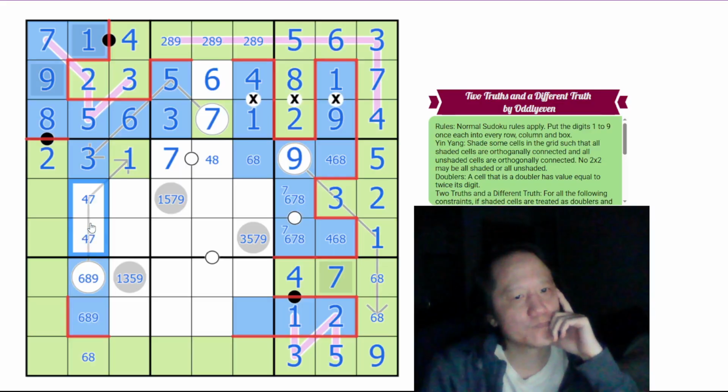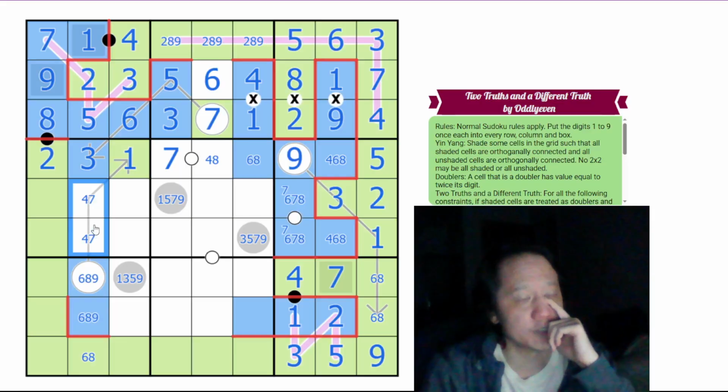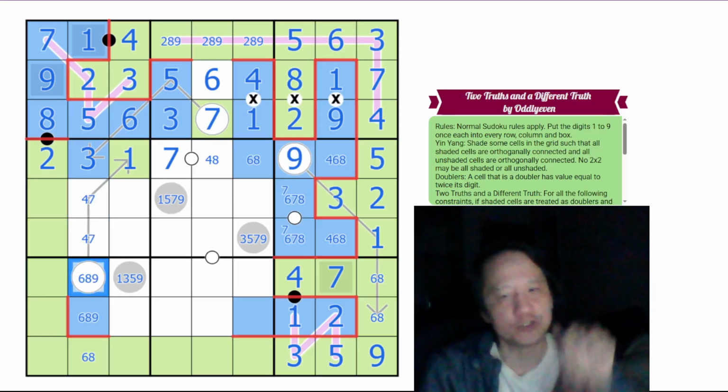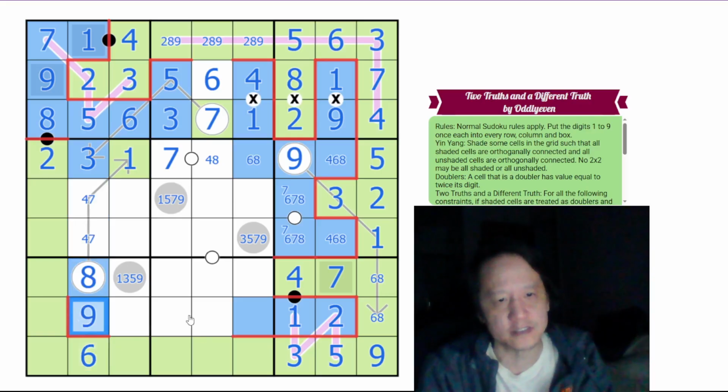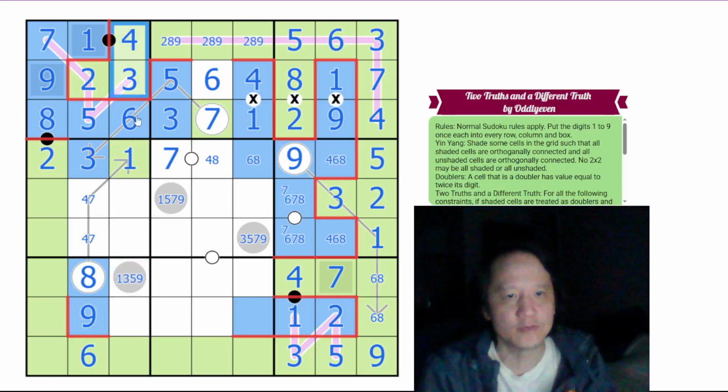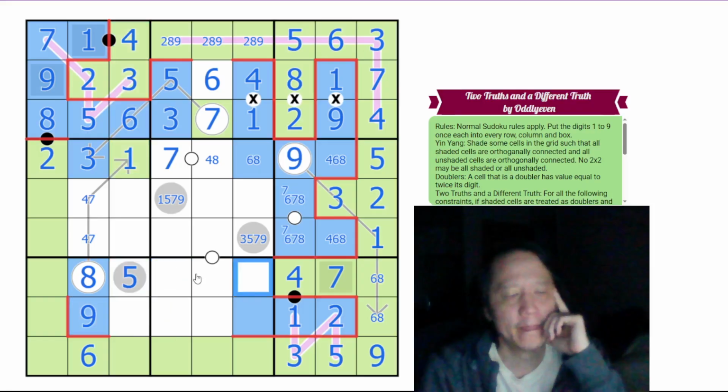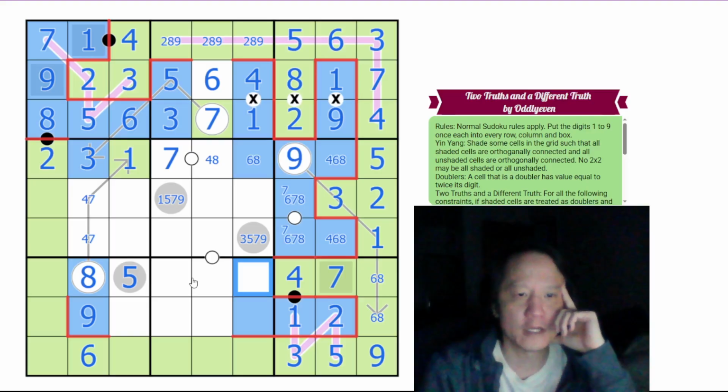So 1 and 7 add up to 8. 4 doubled is 8. 8 plus 8 is 16, which is 8 doubled. So this is 8, this is 6, that's 9. Which means this can't be 1, 3, or 9 because of the 1 and 3 in the column and the 9 in the box. So this is 5. Okay.